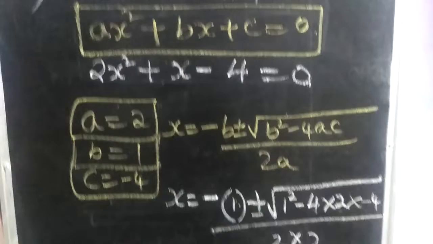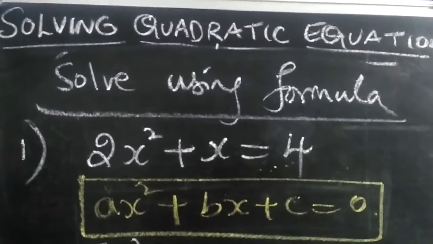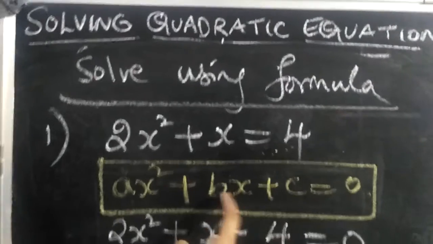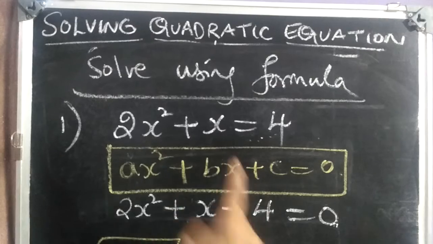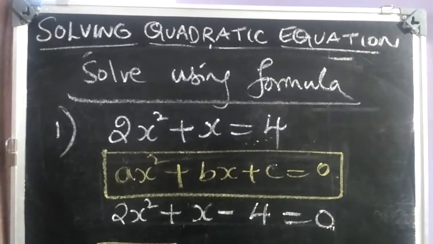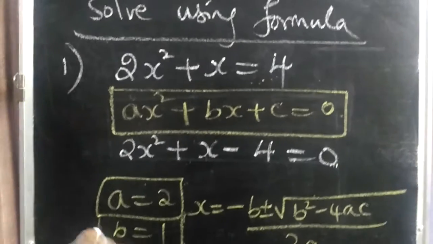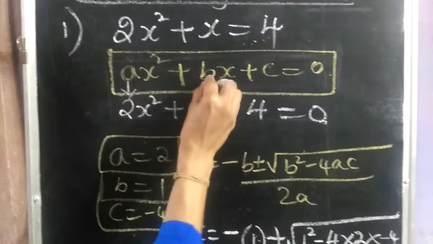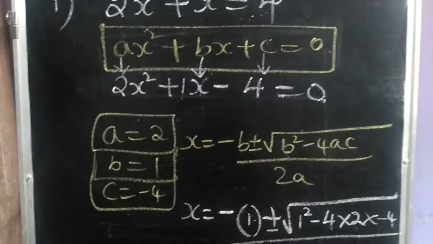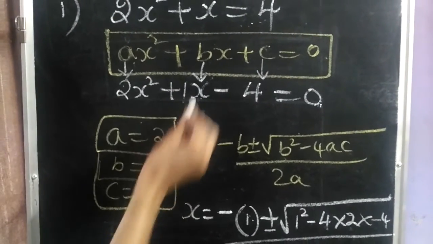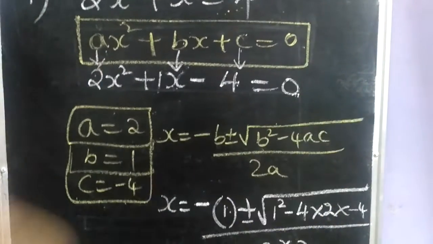So the question is solve using formula 2x square plus x is equal to 4. Your first and foremost step is bring it to the standard form, that is ax square plus bx plus c equals 0. You have learned that this is the standard form of a quadratic equation. So 2x square plus x, bring it this side, minus 4 equals 0. Now you see what is the value of a, b and c. Here there is no coefficient, the meaning is 1. So a takes a value 2, b takes a value 1, c takes a value minus 4. You can write it in working column also.